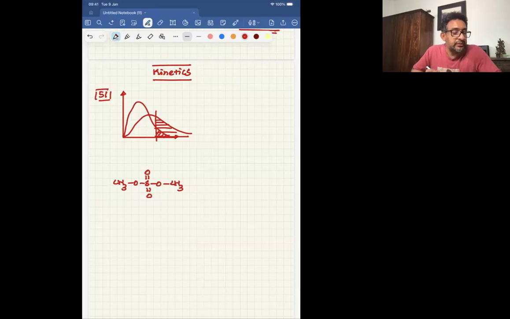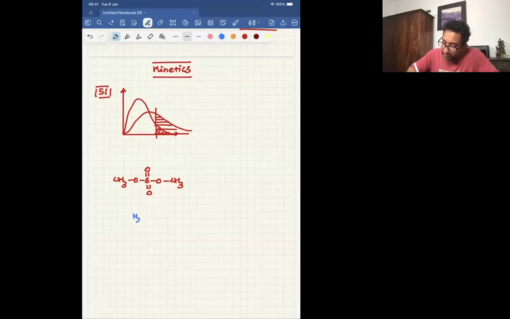Dimethyl sulfate. 1 mole of this compound undergoes hydrolysis slowly with water to form 2 moles of ROH. ROH means this, right? So it attacks water from water. Then, since I have given you these mechanisms, you should be able to think about it. It attacks like this.